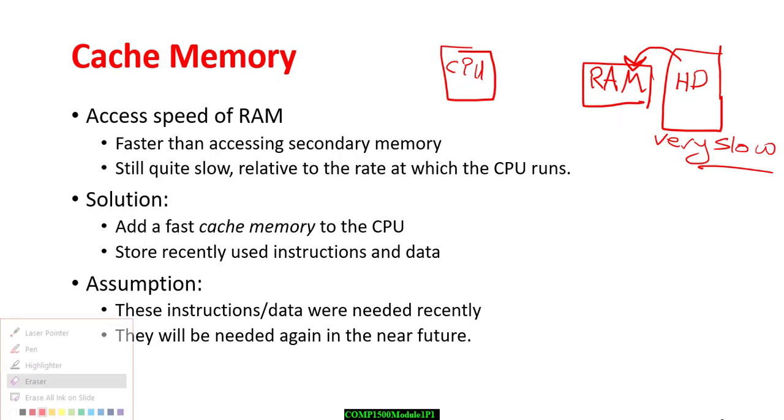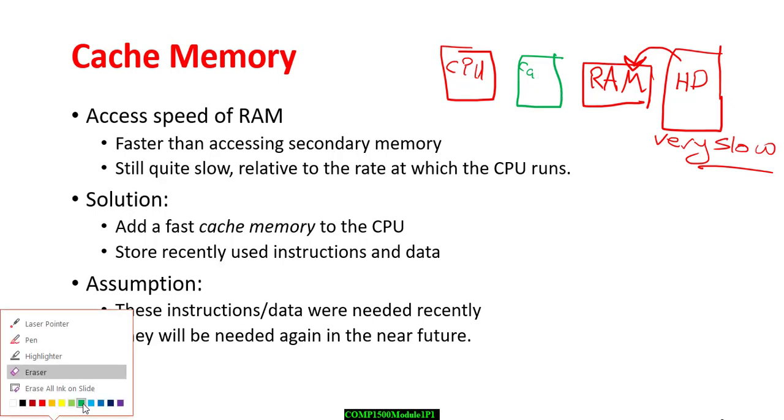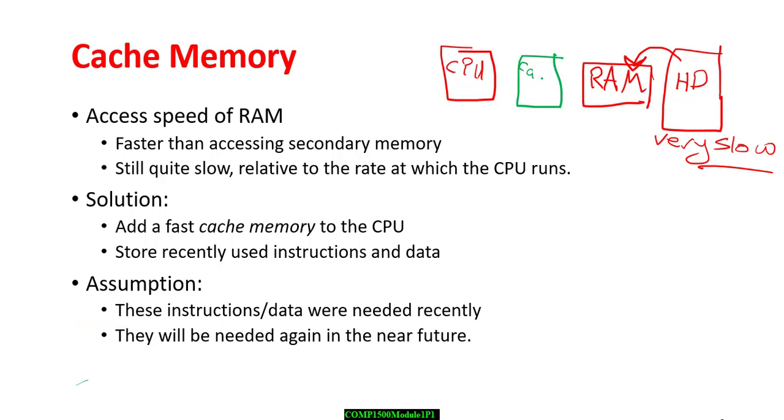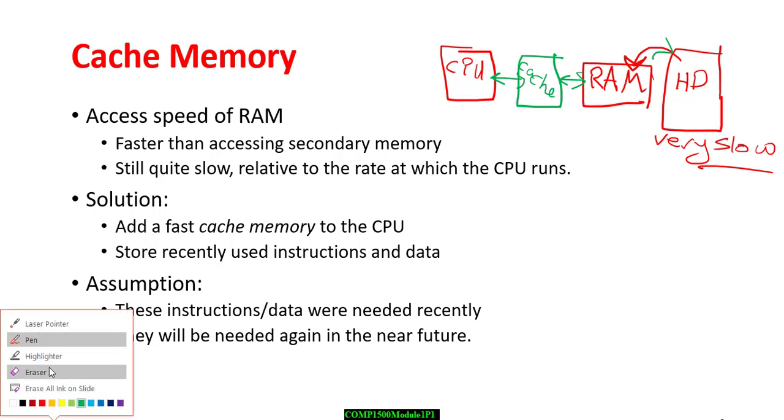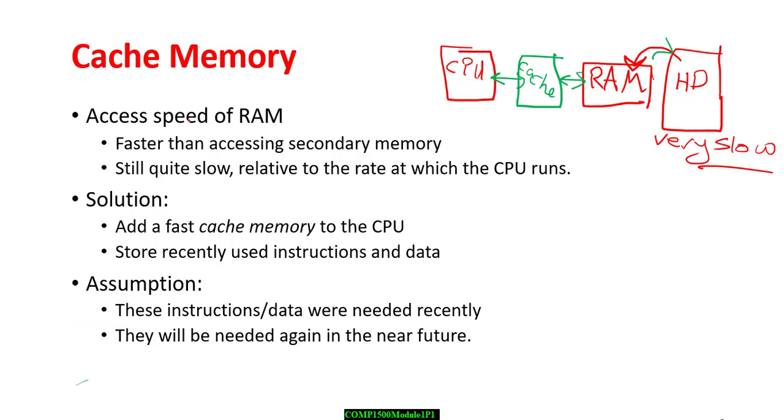So what we did is we added the cache memory. Now the cache memory, as you can see here, is sitting between the RAM and the CPU. All of these lines are bidirectional. The cache memory is sitting between the RAM and the CPU, and the main purpose of this cache memory is to make things faster.